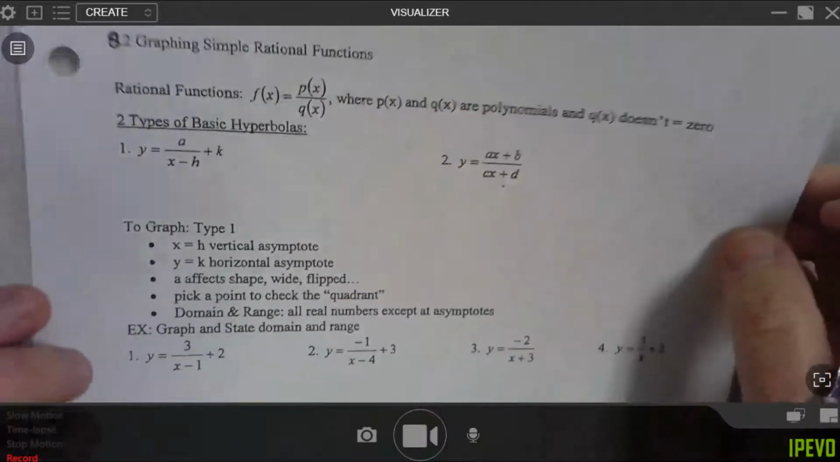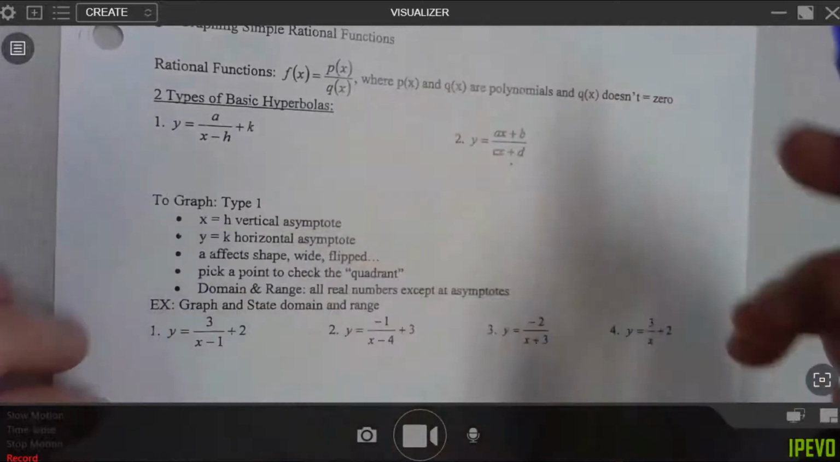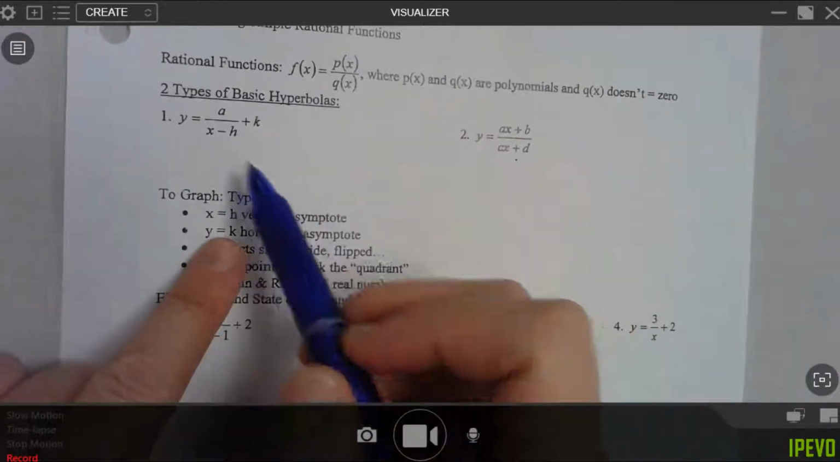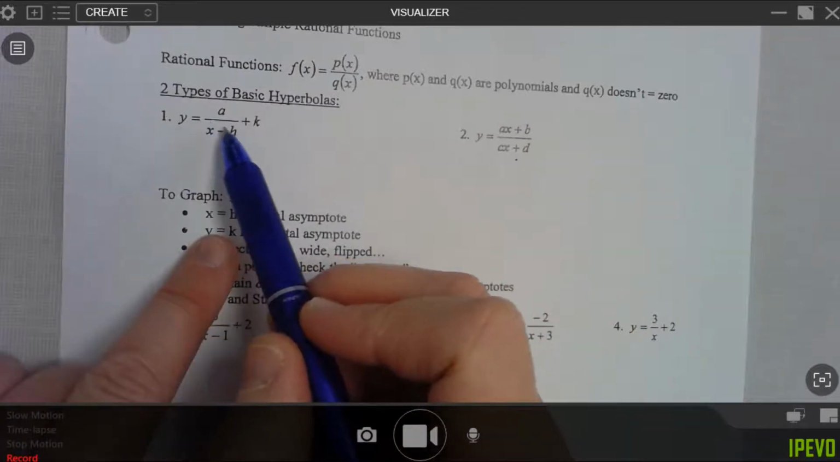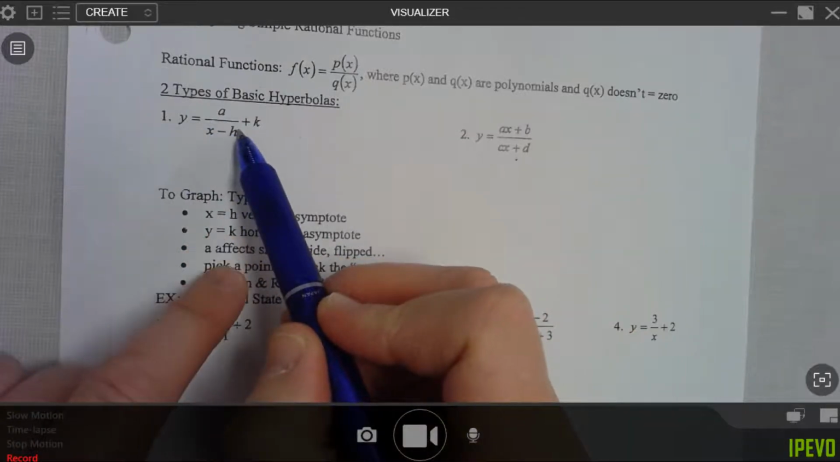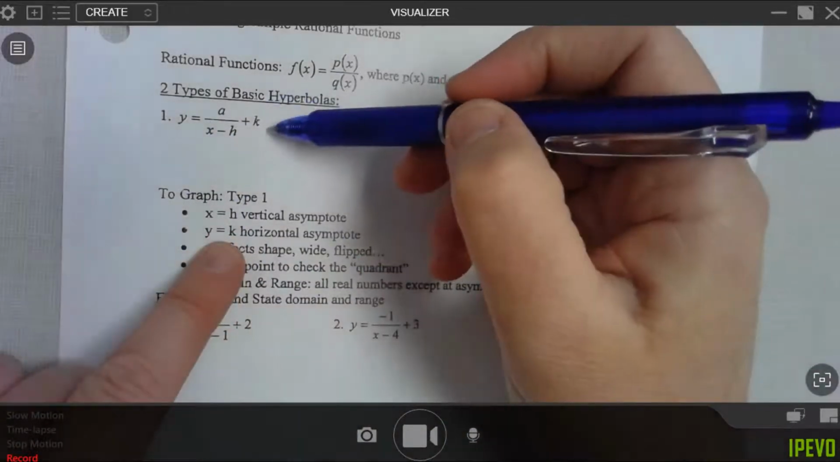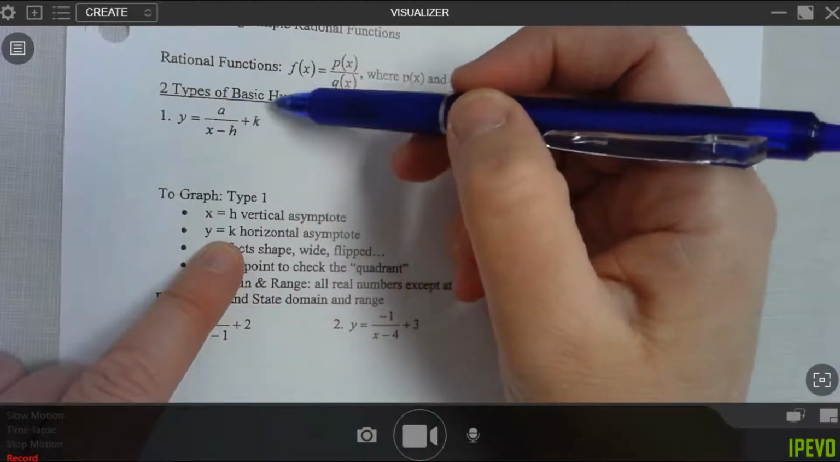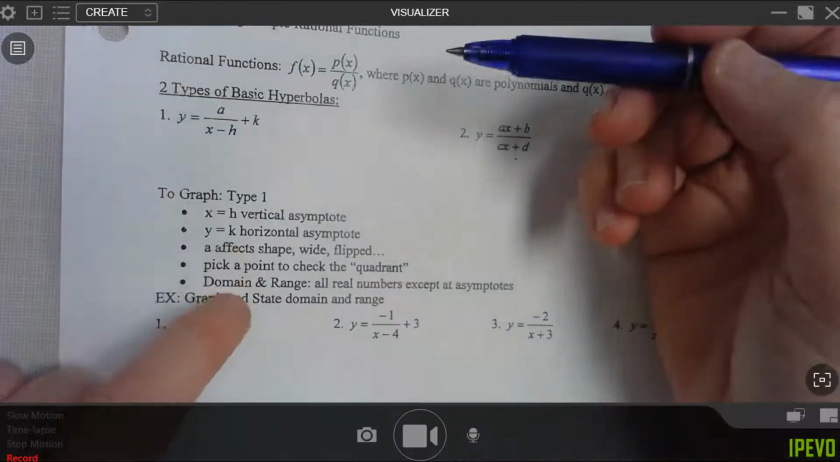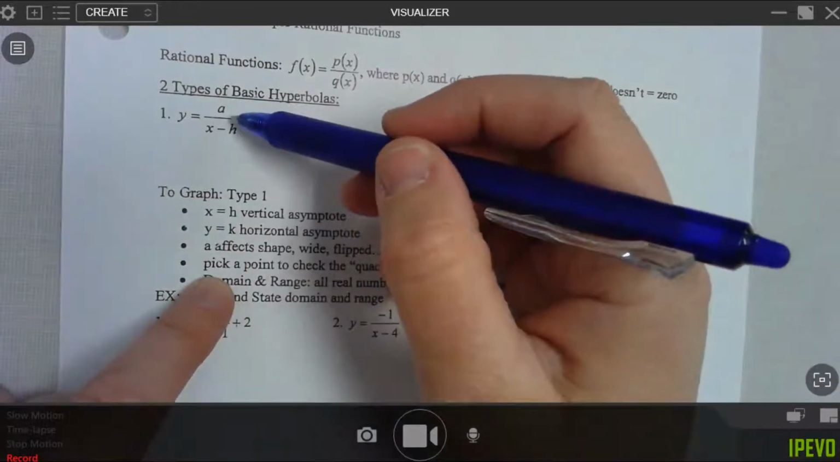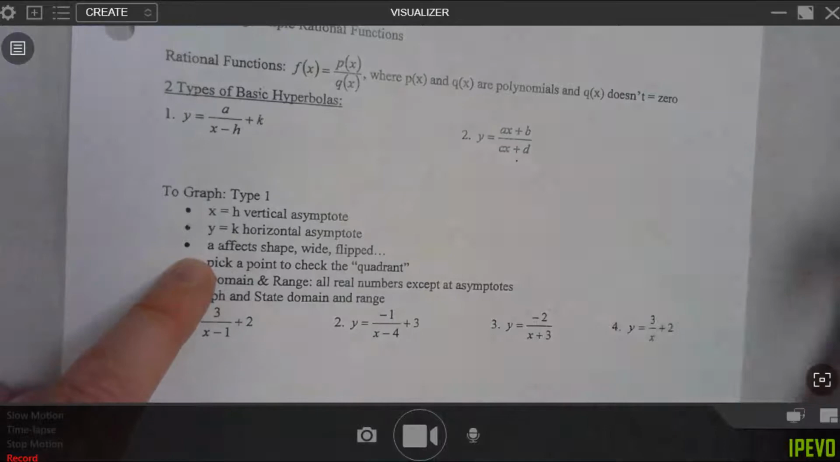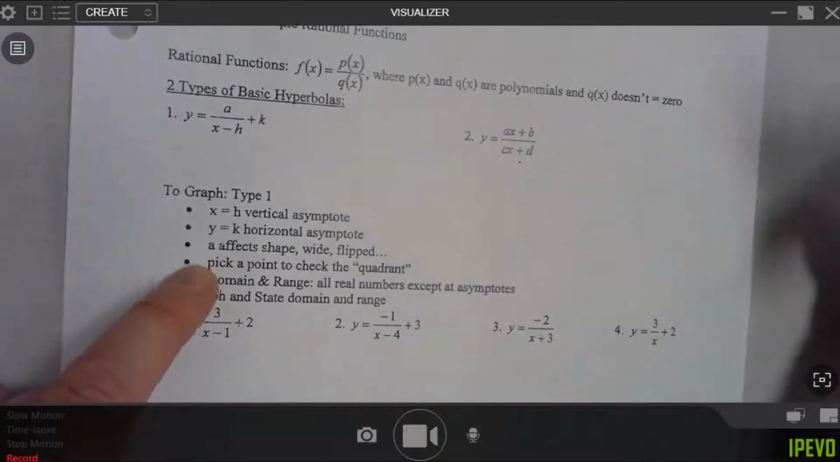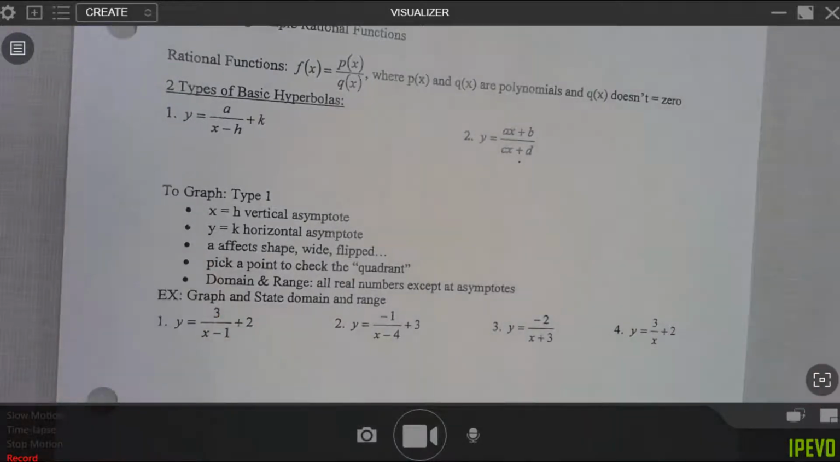So we're going to first graph type 1 here. It tells us that our vertical asymptote is always x equals h, because that's what makes the bottom equal 0. Your horizontal is k because the bottom is bigger, so we'd have y equals 0, but then we're adding a number to it, so that's why it ends up giving you that k. A is just going to affect your shape, if it's wide, skinny, and which quadrants it goes in. You could pick a point and check to make sure that you have it in the right quadrants.